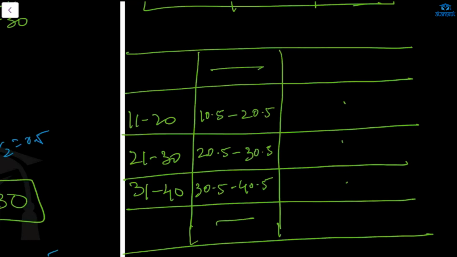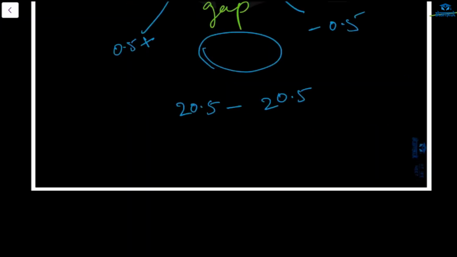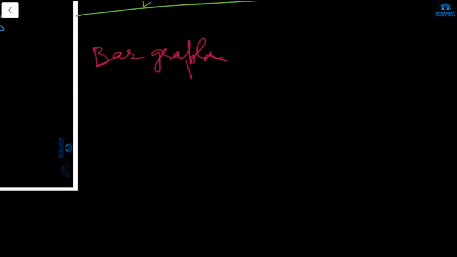Now, if you are discussing bar graphs, the bar graph is the easy one. Everybody, there are 3 types of graph. Let me turn to the bar graph first, let me write it.